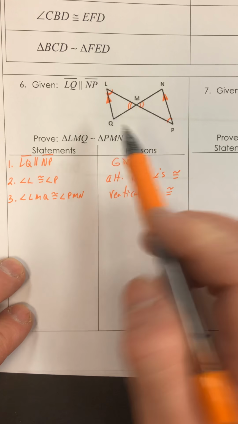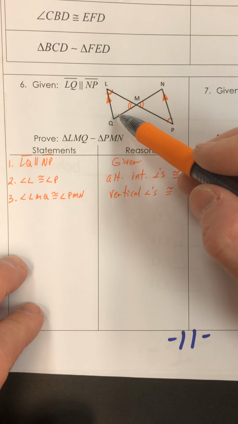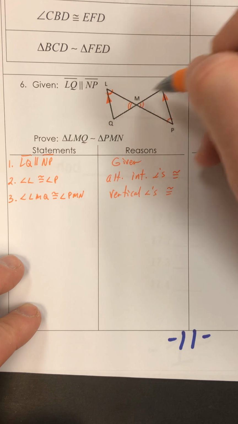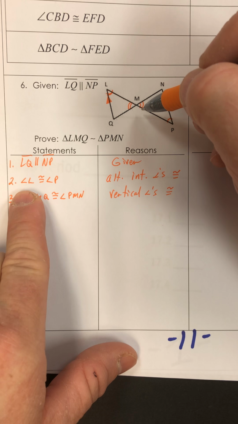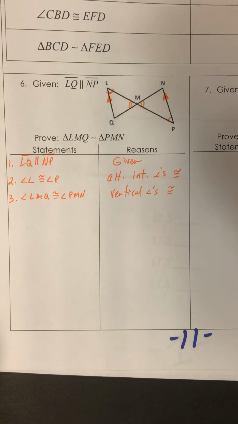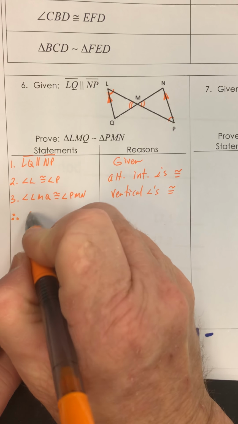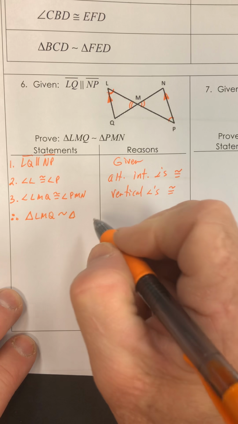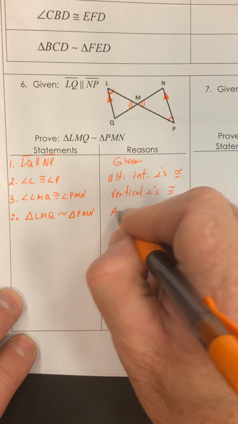Okay, if you didn't do that, if you used the other pair of alternate interior angles, then you would have said N and Q would be congruent, just like you did in number 2 here with L and P. Alternate interior angles. So you could write that in as well, but you only need 2, so I chose those 2. So therefore, triangle LMQ is similar to triangle PMN because of angle-angle similarity.